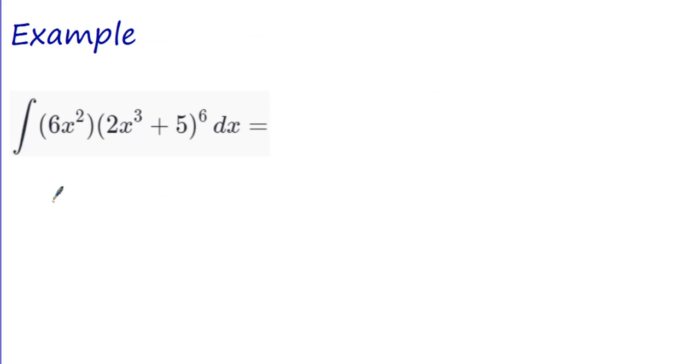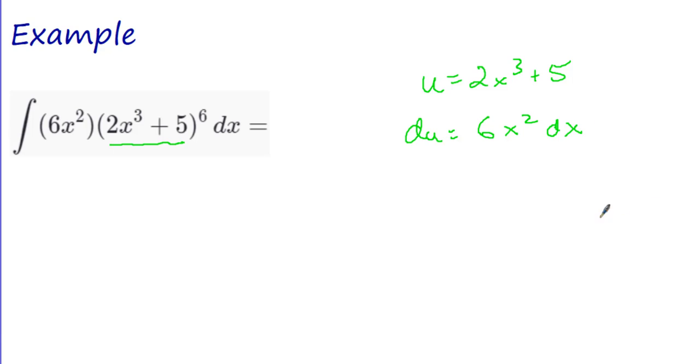So let's do another example. We're trying to find out, first we got to figure out what we're going to use for our u value. What are we going to use for our u value? And I'm going to use this dude as my u value. U is equal to 2x cubed plus 5. Now I'm going to take the derivative of these. So the derivative of u is du. The derivative of this is 6x squared dx.